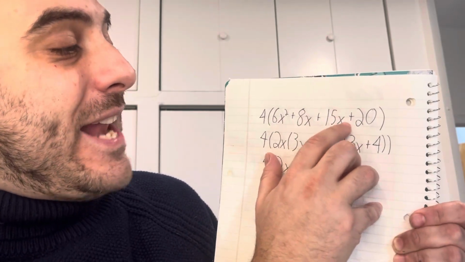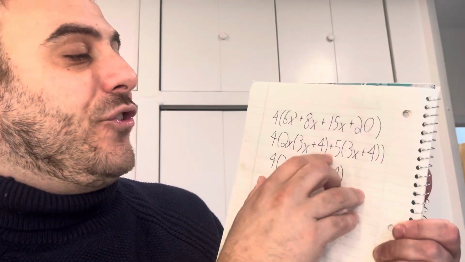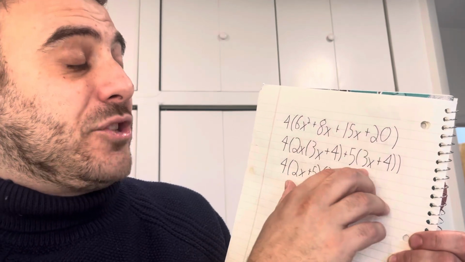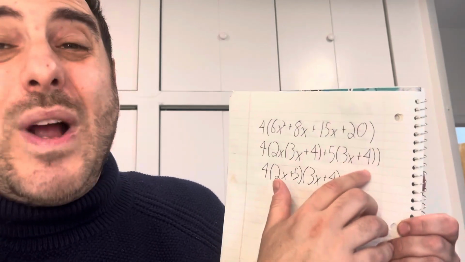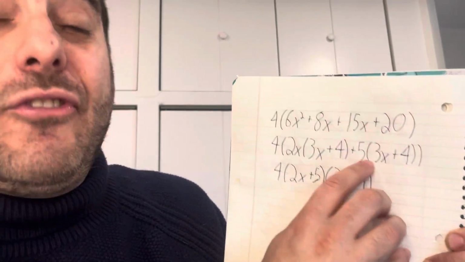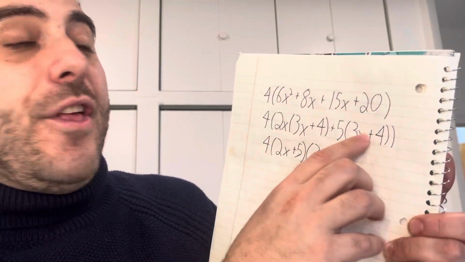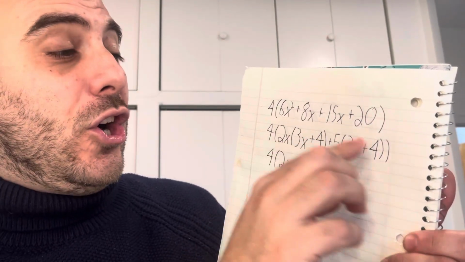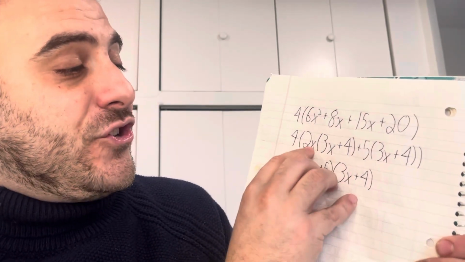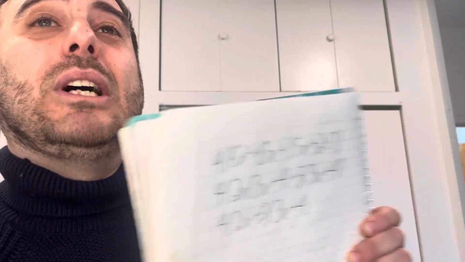And in 15x plus 20, we can factor out a 5. 5 goes into 15x 3x times, and 5 goes into 20 4 times. So 15x plus 20 equals 5 times 3x plus 4. See again, the 3x plus 4 is in each term. So our final expression is 4 times the factors 2x plus 5 and 3x plus 4.